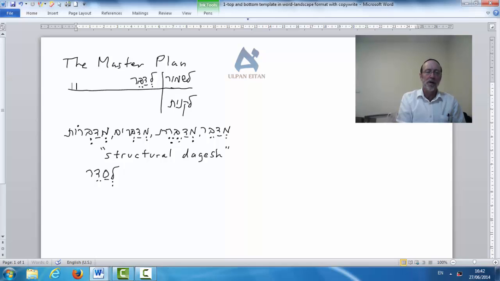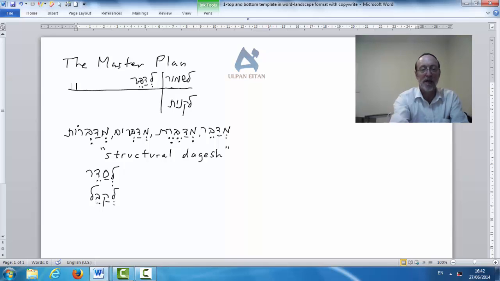And one other word I'll give you from a long list of verbs that follow this pattern, lekabel. Also notice I did not put the Dagesh in the bet. It's a Structural Dagesh. It's got to be there, whether it's put in or not put in. It is bedrock of this particular pattern. So lekabel, folks, everyone along with me, four forms of the present tense. Mekabel, mekabelet, mekablim, mekablot.